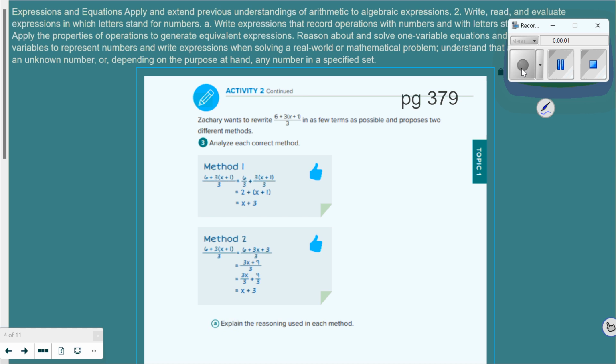Picking up where we left last time, we're using the distributive property to start rewriting our expression. On this one, Zachary is going to rewrite an equation in as few terms as possible, and he looks at two different ways that he can do it. We are telling you up front, both of these ways are correct. They jump to the right answer.